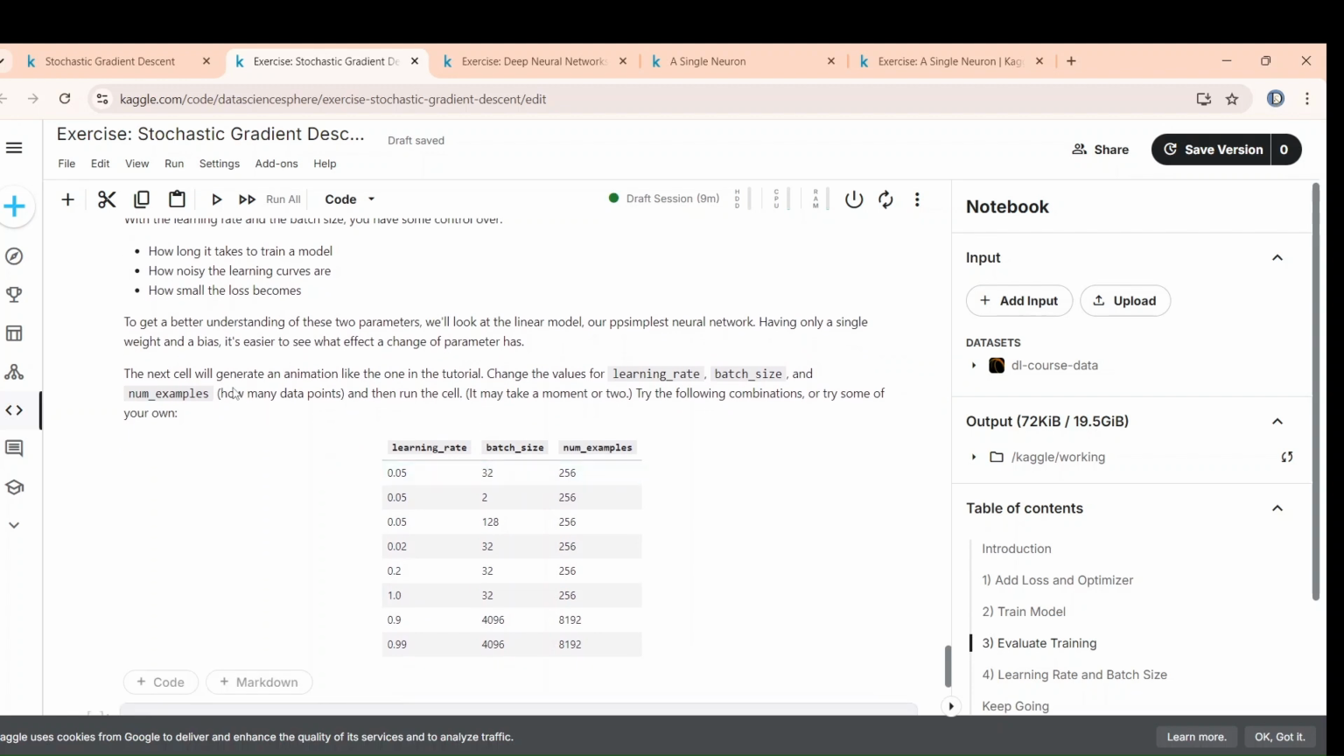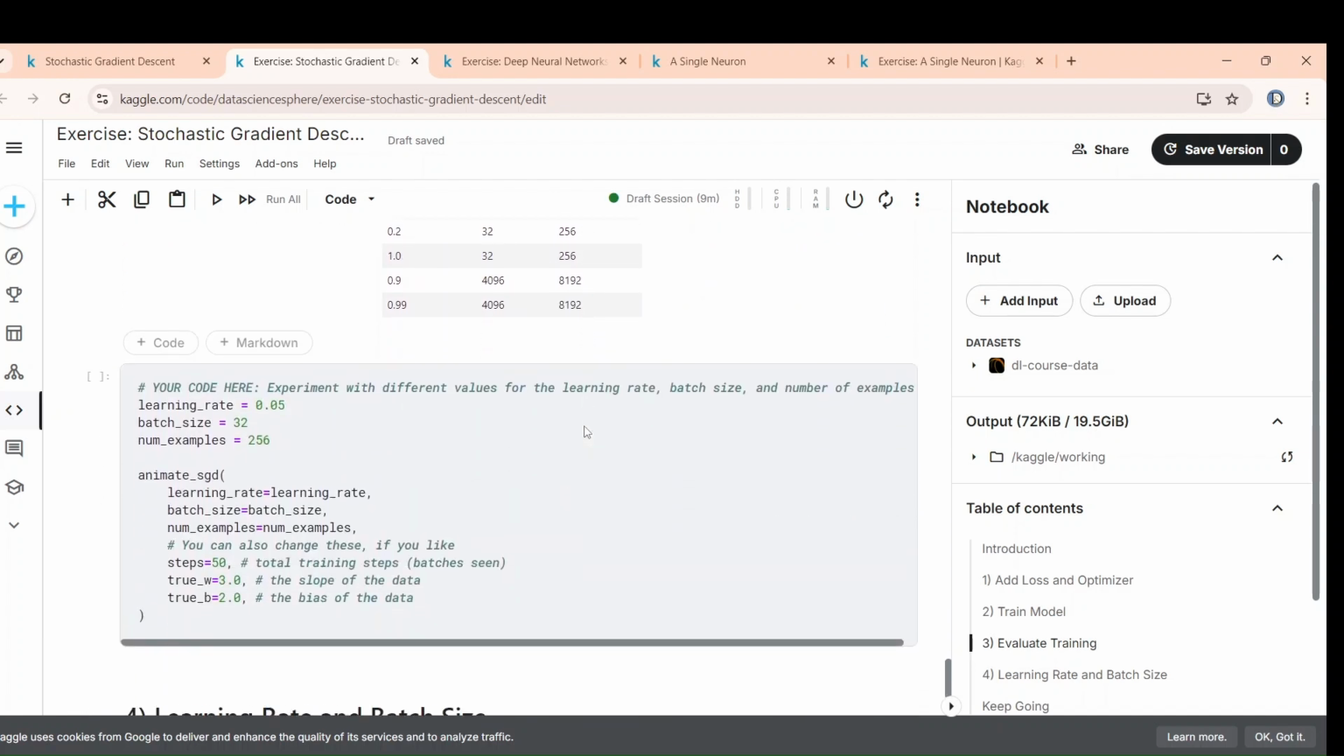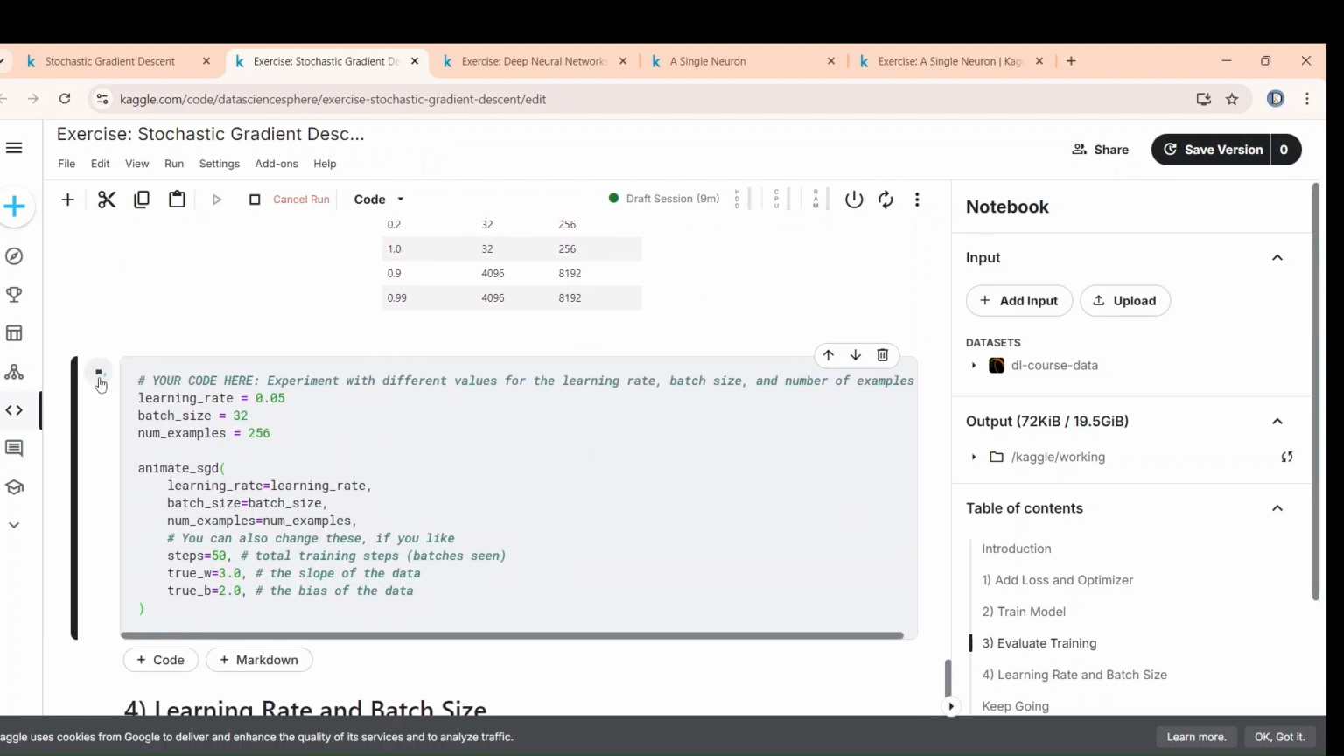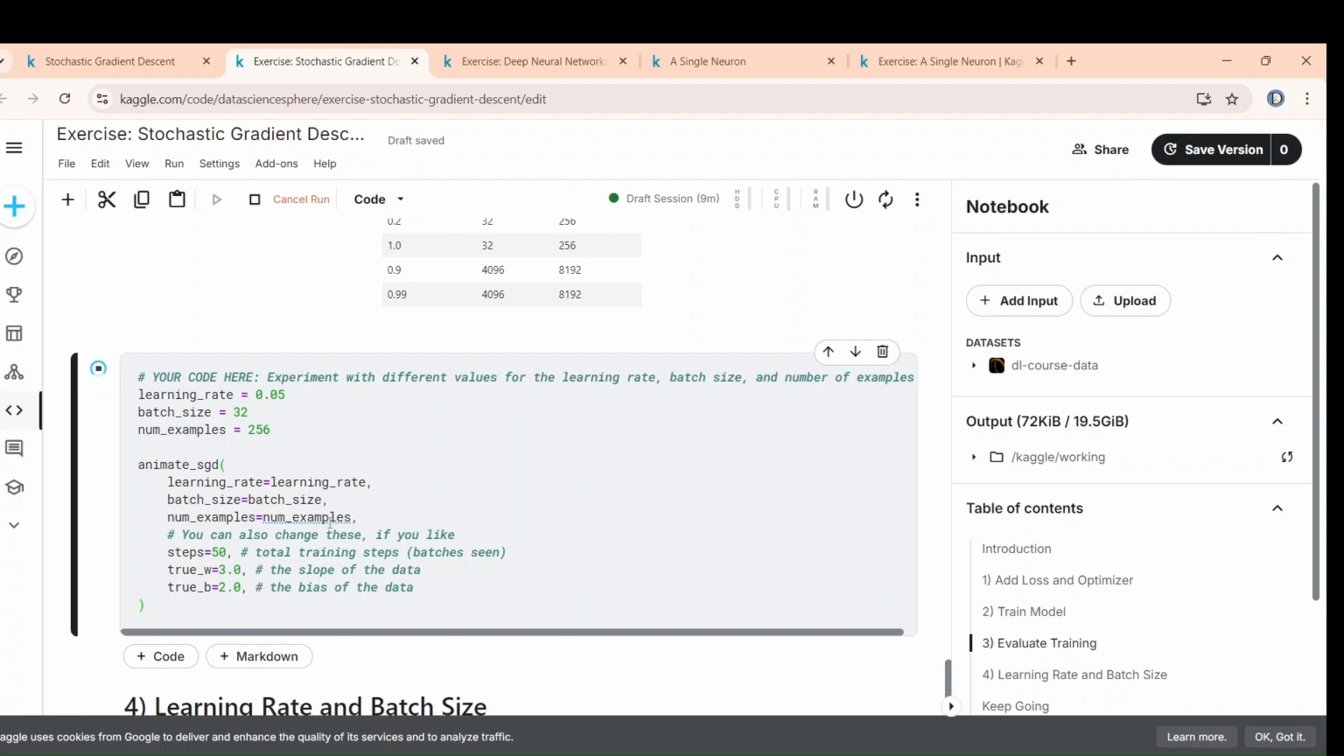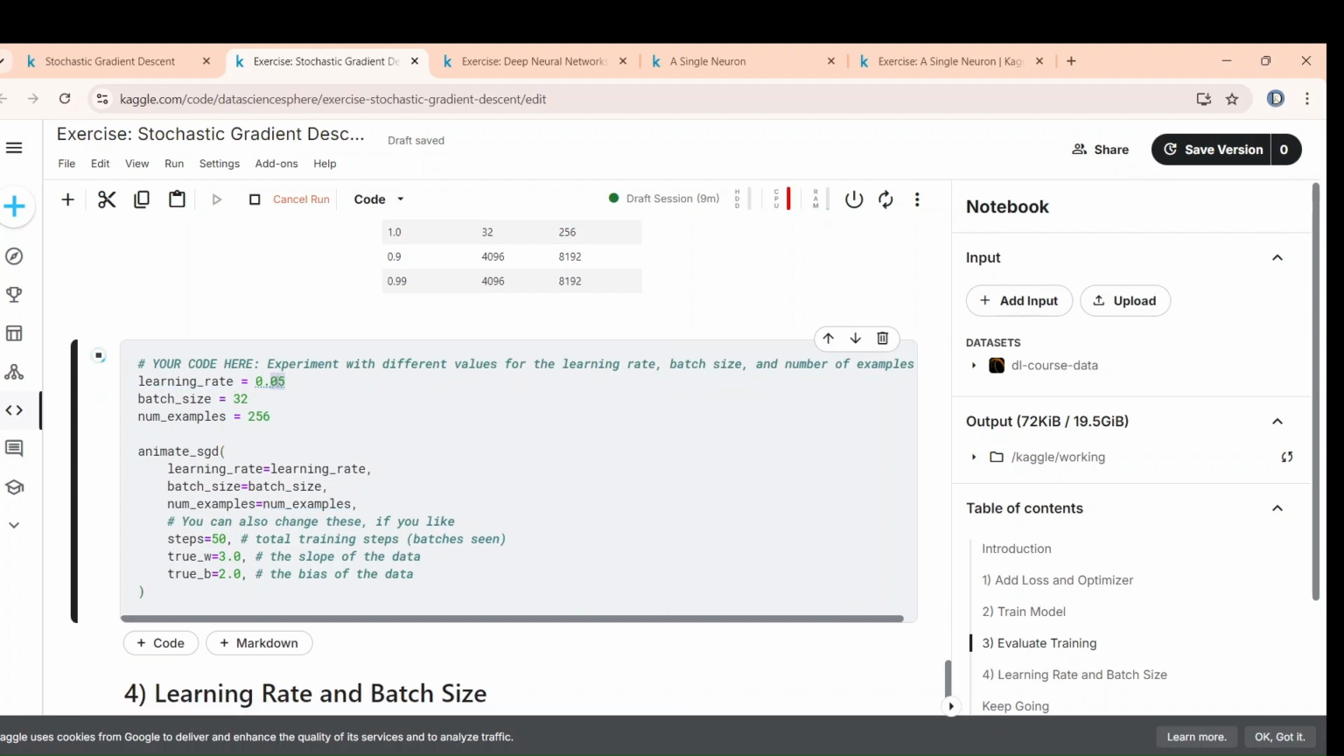Okay, see. The next cell will generate an animation like the one in the tutorial. Change the value for learning rate, for batch size, num examples, how many data points, and then run the cell. Let's run with their code. Here they have provided learning rate, that means at which speed it is learning, 0.05. Batch size 32, num examples 256.